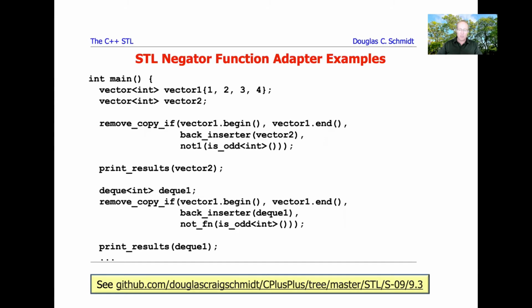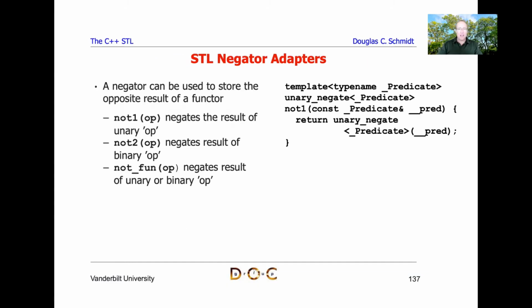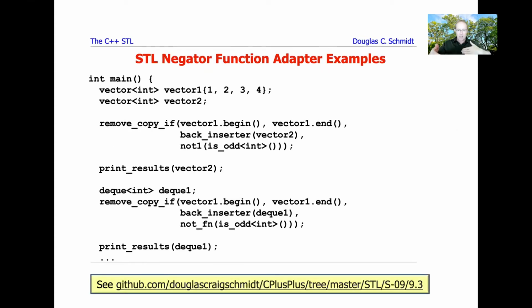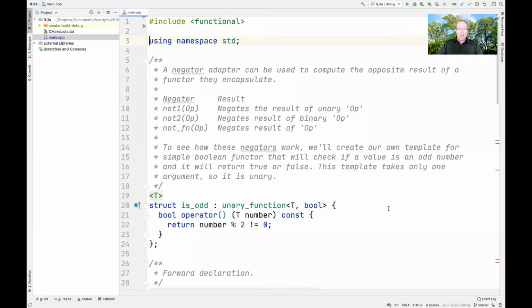And what they're going to do, as you can imagine from here, is that not1 is going to negate the result of a unary operator. not2 is going to negate the result of a binary operator. And not_fn is going to negate the result of a unary or binary operator. So now we're going to go ahead and take a look at some examples. And these are in my 9.3 folder on my GitHub account, so you can follow along if you'd like.